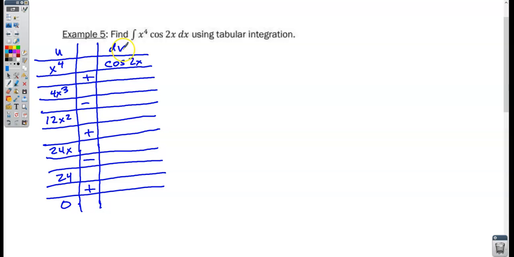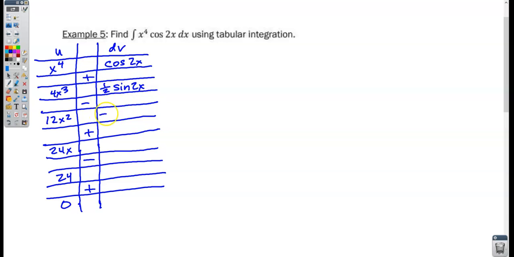And now in the dv column, I want to integrate all of these. Now don't forget, because I've got a 2x inside here, I need to think about this. I'm not going to actually go and write all the substitutions for this, but I do need to think about it. When I take the integral of cosine of 2x, and I'm working backwards, that's going to be related to the sine of 2x, but the derivative of sine of 2x, because of the chain rule, is twice this, 2 cosine of 2x. So I've got to remember to multiply that by a half whenever I integrate.